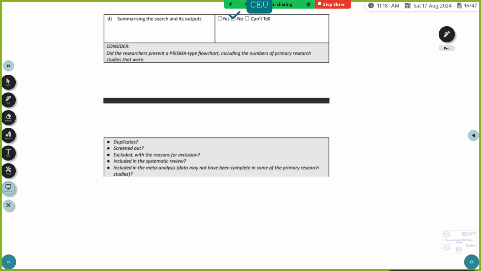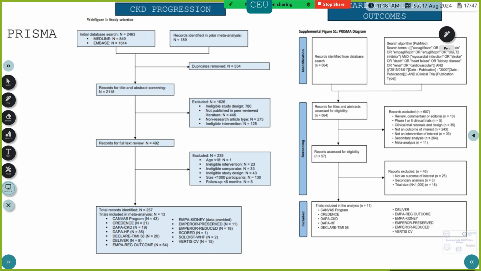Coming to whether they've summarized the search and its outputs. Essentially we're looking at a PRISMA-type flowchart, which was again not provided for this meta-analysis. So I've taken the PRISMA charts from the other two systematic reviews. One is the CKD progression, the other one is the cardiovascular outcomes. However, it's important to note that they have not done a PRISMA or a risk of bias for this meta-analysis per se. So we can see that this was a CKD progression.